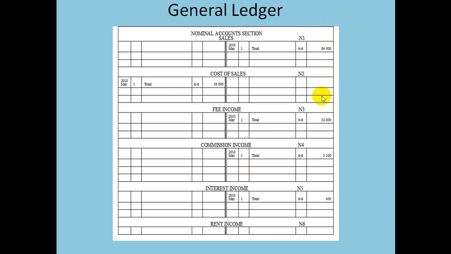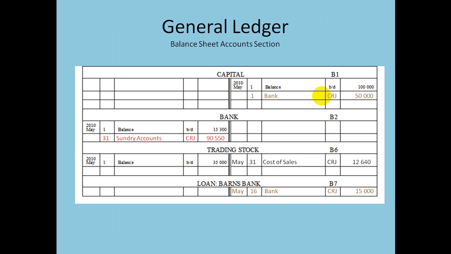Right, now we haven't dealt with cost of sales. Let's have a look here. I sold my trading stock, so my trading stock must go down. Trading stock is an asset. It increases on the debit side and decreases on the credit side. So I've got to show that I've lost some of my trading stock. It's gone out of my shop. So there's the entry. May the 31st, because it was at the end of the month, I totaled my cost of sales column with 12,640.